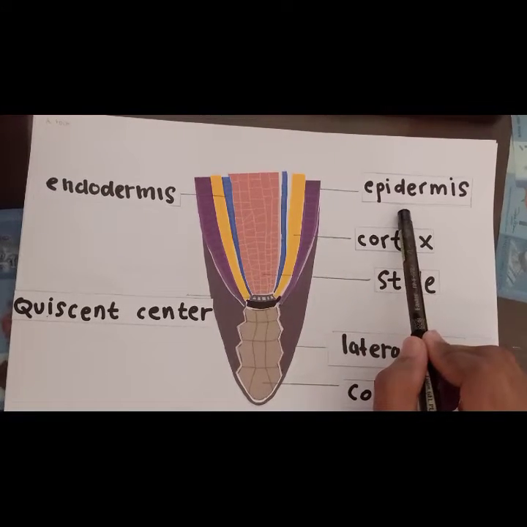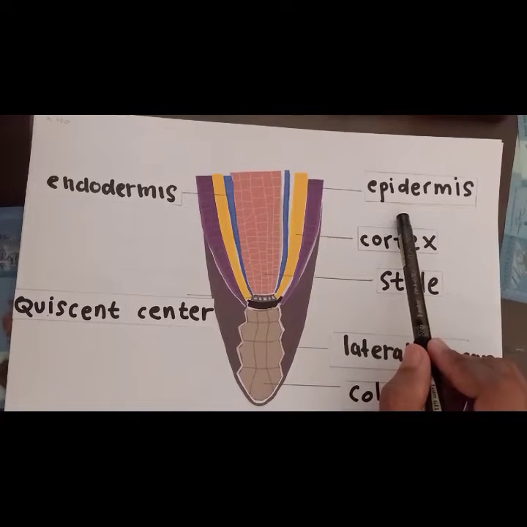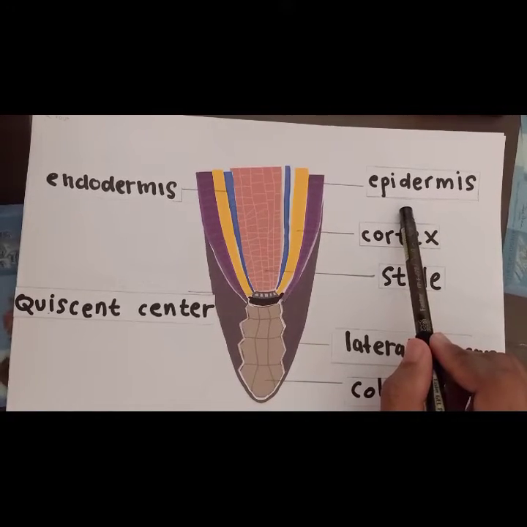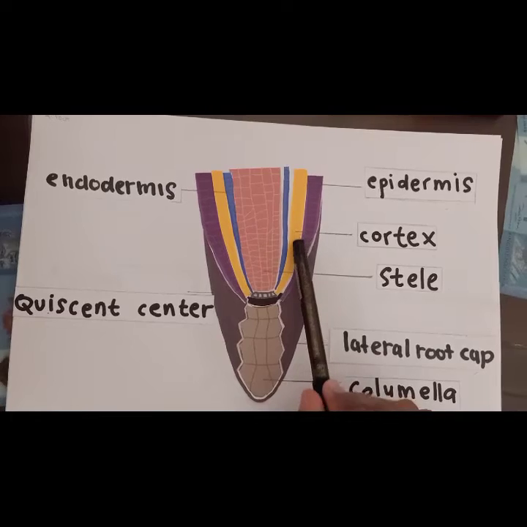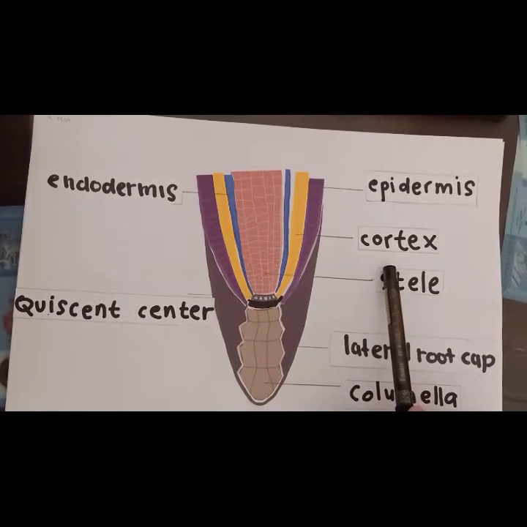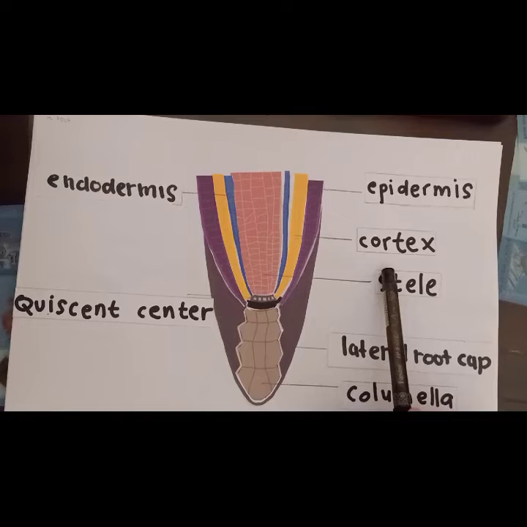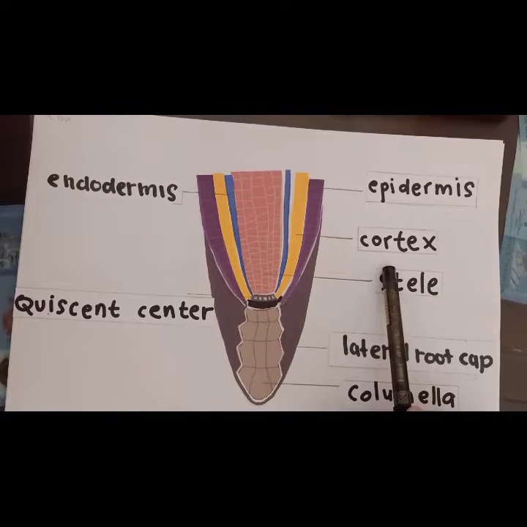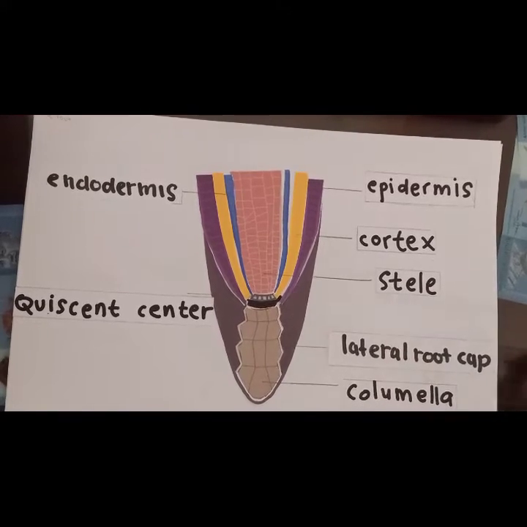Epidermis. Epidermis is in purple color. It provides a protective barrier against mechanical injury, water loss, and infection. Cortex, which is in yellow color. It is responsible for the transportation of material into the central cylinder of the root through diffusion, and may also be used for food storage in the form of starch.